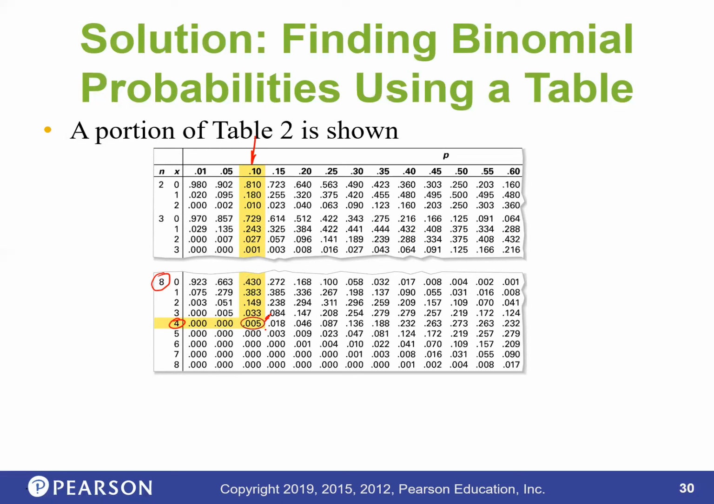Now, the only problem is if you do this on a calculator and actually compute it, it turns out to be 0.0045927. Are we good there? So these table values are rounded-off answers already, okay?